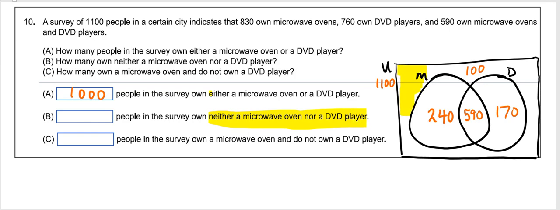Next, how many own neither a microwave nor a DVD player? They can't own a microwave. They can't own a DVD. So that looks to be 100.